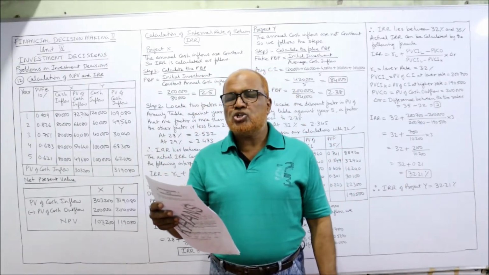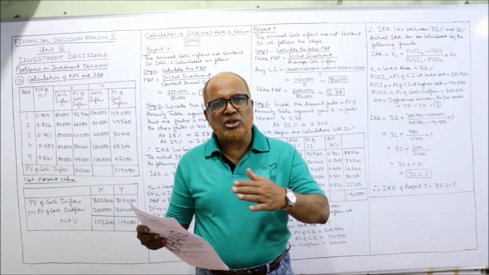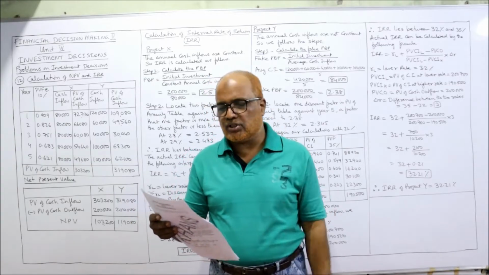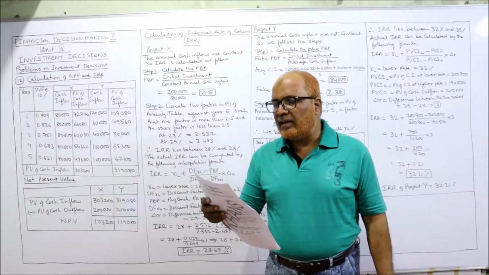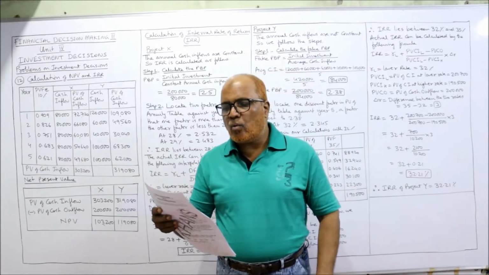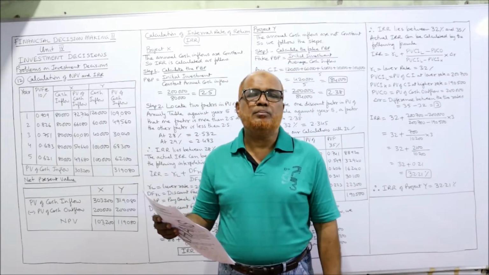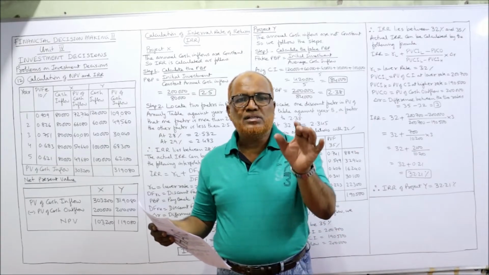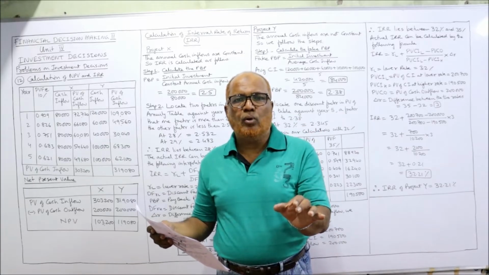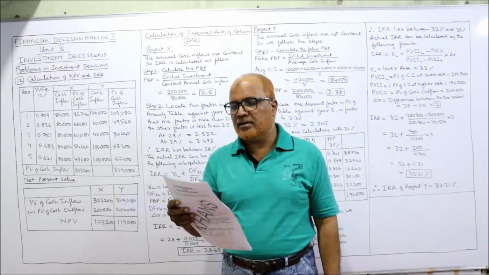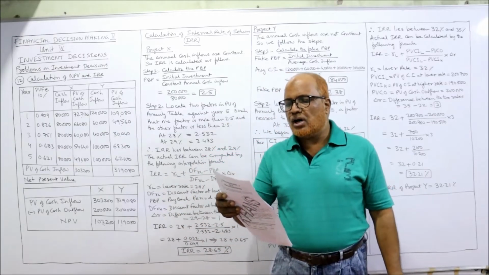Both require an initial outlay of 2 lakh rupees. Cash outflow is 2 lakh for both the projects. And each have a life of 5 years. The company's required rate of return is 10%. That means we have to discount the future cash inflows at 10% required rate. The expected cash flows are as follows.